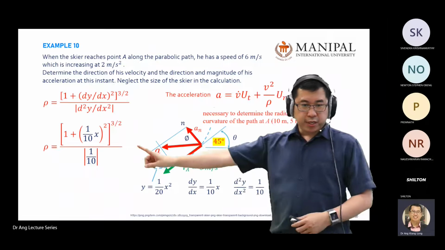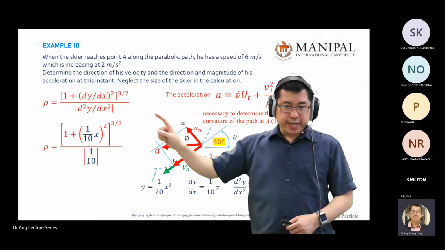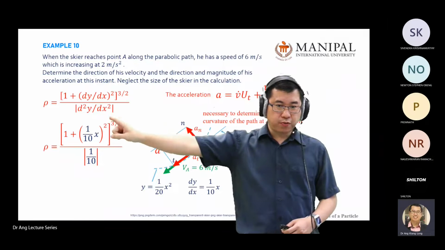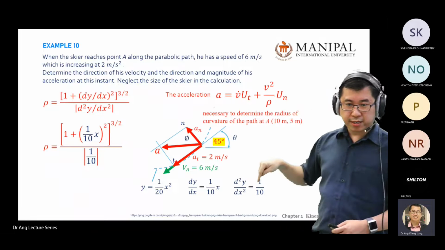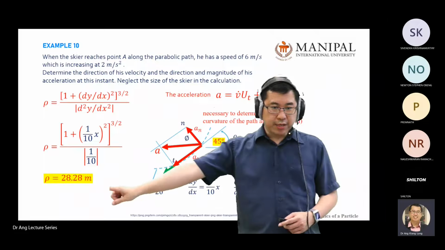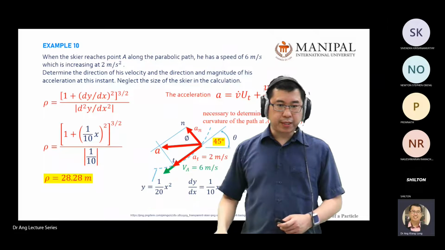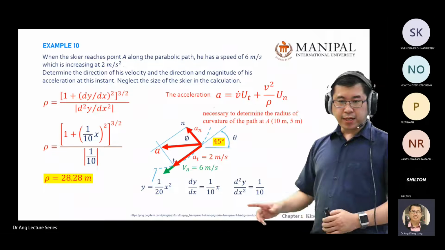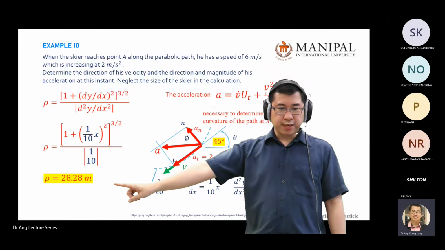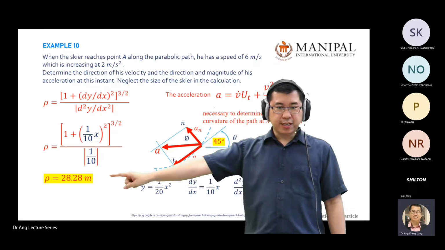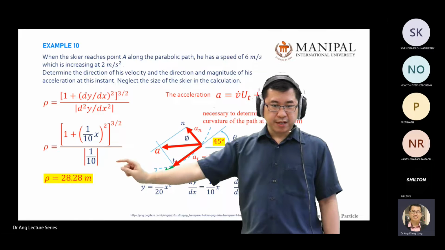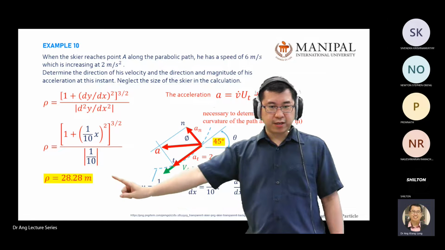All right. So in this case, you substitute dy dx with this one. You substitute d square y over dx square with this one. The rest, simple calculation. You arrive at 28.28 meter. In the exam, for this kind of answer, I give you 2 marks for the final answer. If you accidentally forget to put in a meter, we will discount 50%, meaning you only score 1 point for the radius.